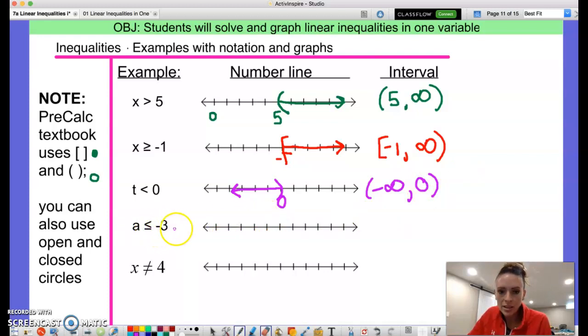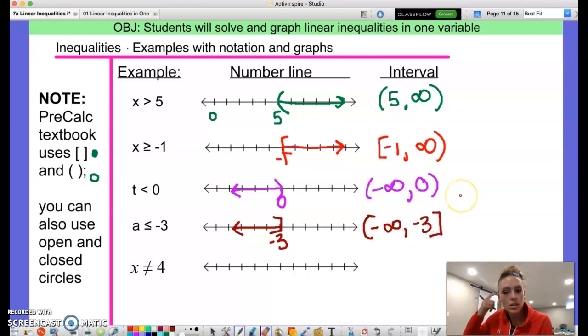So same thing with this one. We know a is going to be less than or equal to -3. Just label -3 wherever you want. And we know it's going to be less than, which is to the left, and it will be a bracket because it can be equal to, and draw it this way. That way you know when you write it, you're going to say -infinity to -3 with a bracket. So least to greatest, always in interval notation.